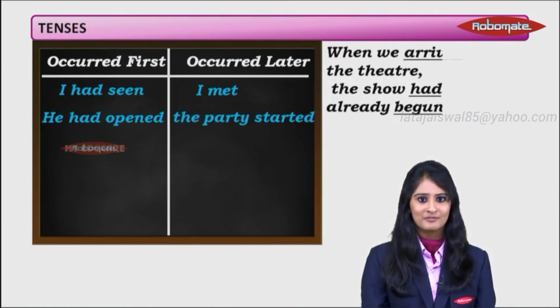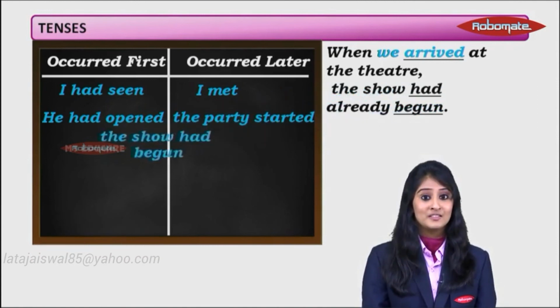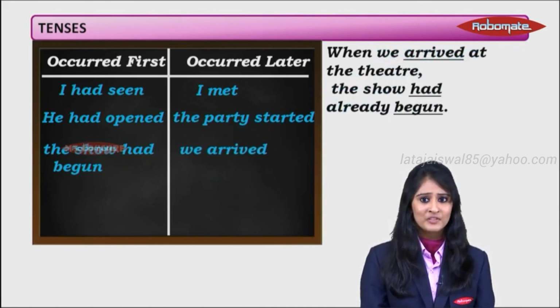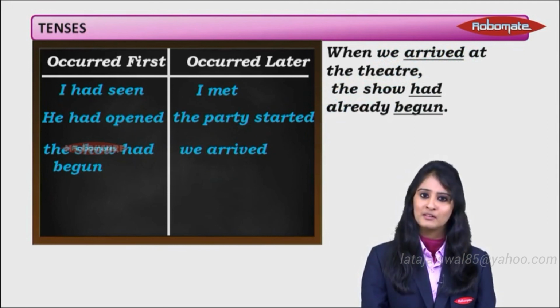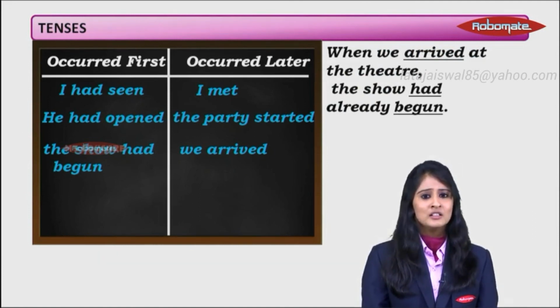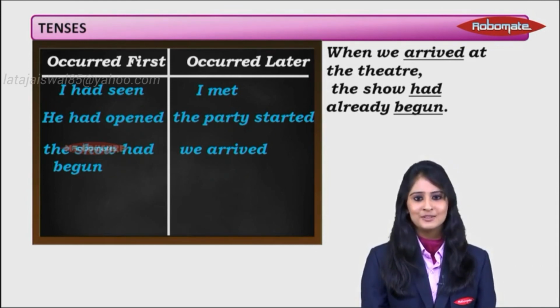Now let's take a look at the next one. When we arrived at the theatre, the show had already begun. "We arrived" is the first one. "The show had begun" is the next one. But which action took place first? Yes, the show had begun, that action took place first and the next action was we arrived. Now let's take a look. I had seen, he had opened, the show had begun. All these sentences are in the same tense, past perfect. Whereas I met, the party started, we arrived, all these are in the simple past. So students, we conclude that the actions that take place first are always given in the past perfect and the actions that take place next or later are in the simple past tense.